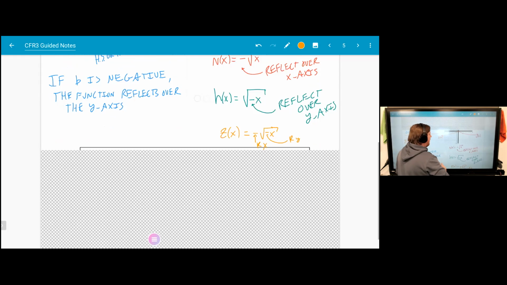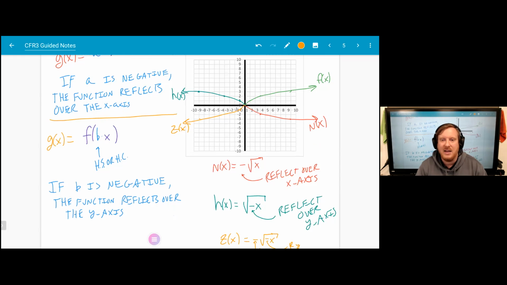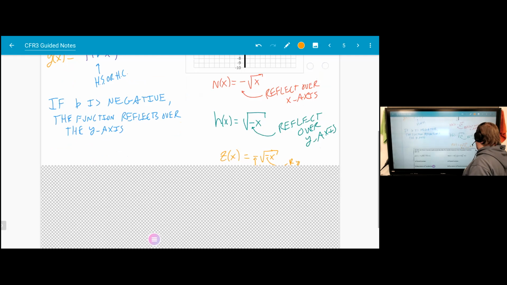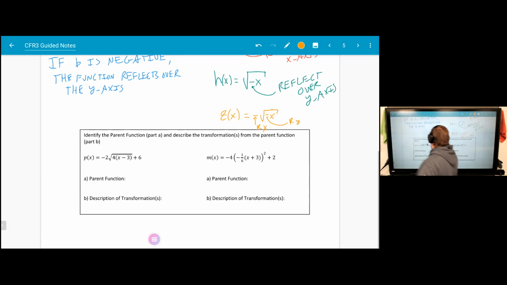Okay. That's a lot. I know that's a lot. That's why I broke it up into 2. We're going to practice this. And as long as you're practicing and working towards it, it's going to make sense. Graph the things if you don't understand. Graph the functions. Identify the parent function.